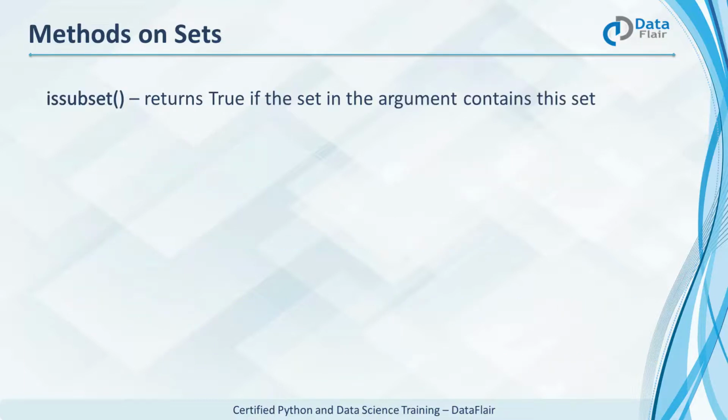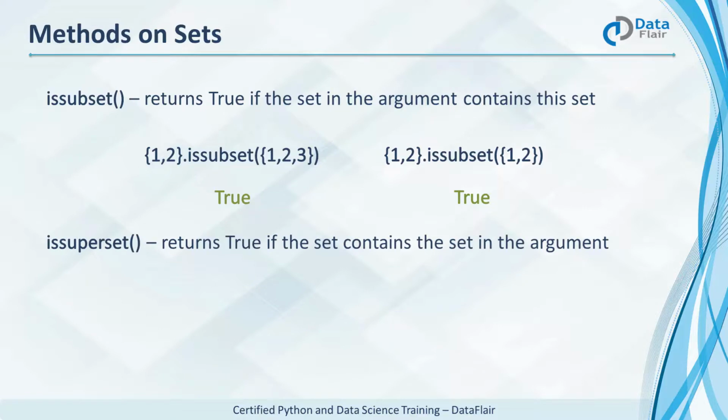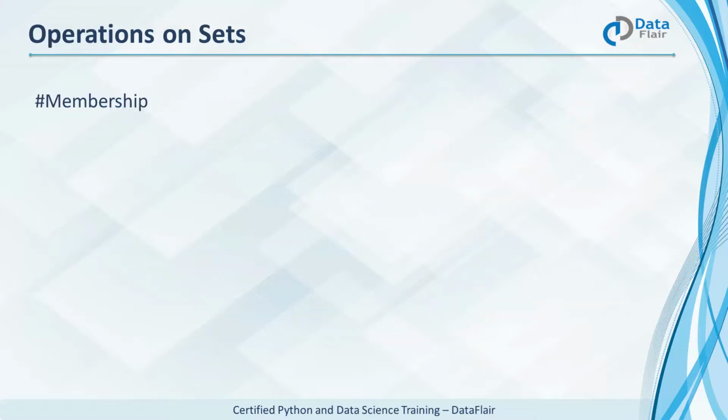Is subset checks whether a set is a subset of another. 1 and 2 is a subset of 1, 2 and 3. And it's also a subset of itself. And is superset checks the same for a superset. 1, 3, 4 is not a superset of the set 1, 2, but it is the superset of the set 1.